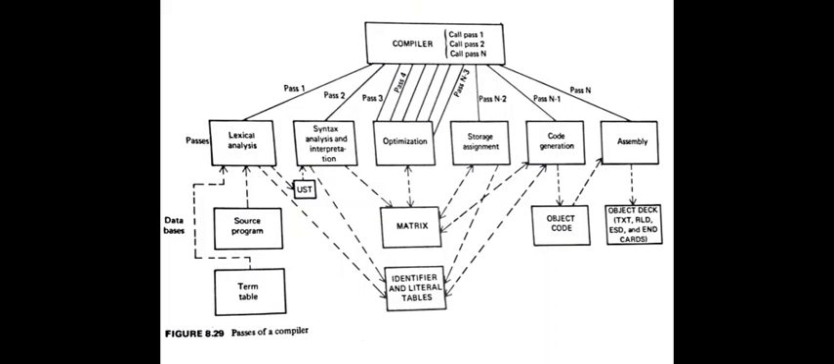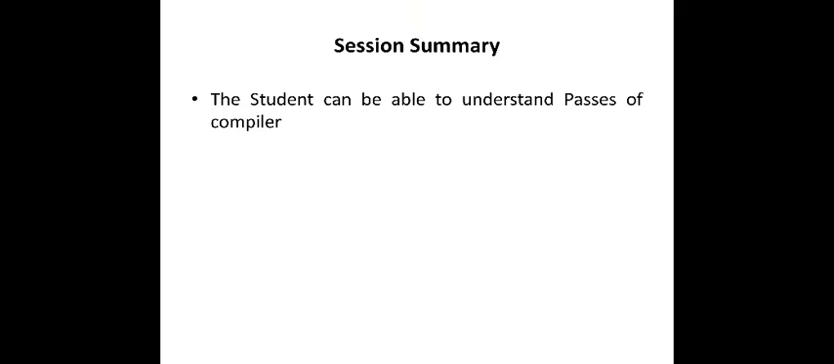So hope students you have understood the phases of a compiler and how they are being used in the different phases of our compiler. So session summary: the student is able to understand all the passes of the compiler in association with the phases of the compiler. For further studies, you can refer to the book System Programming authored by John Donovan.